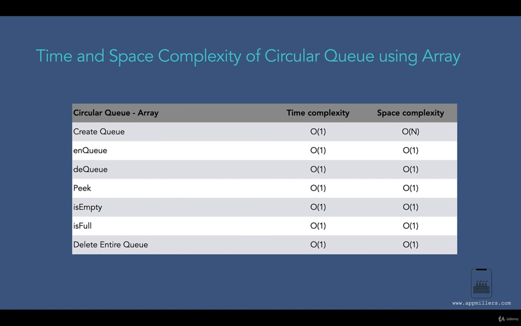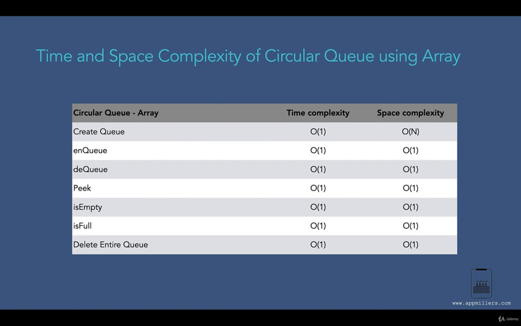Now in this lecture, we have combined all methods that we have performed in circular queue in previous lectures. So here we have combined all of them together to see the big picture of time and space complexities of these operations that we have completed in our previous lecture. Now here, the first operation is create queue method.